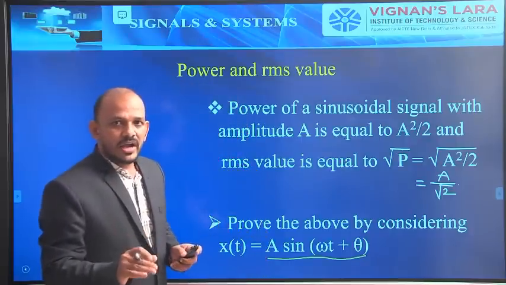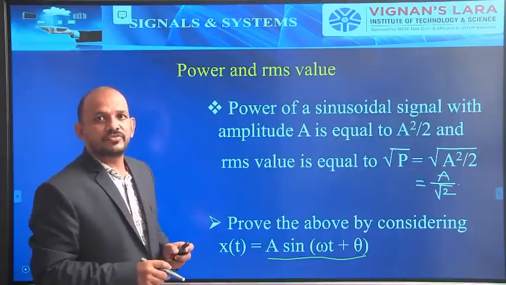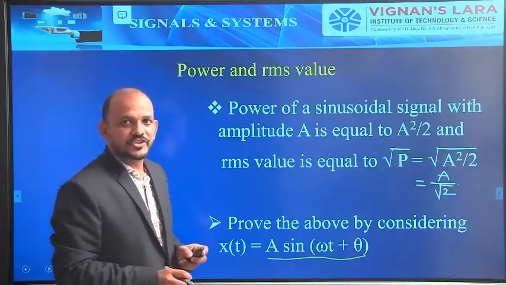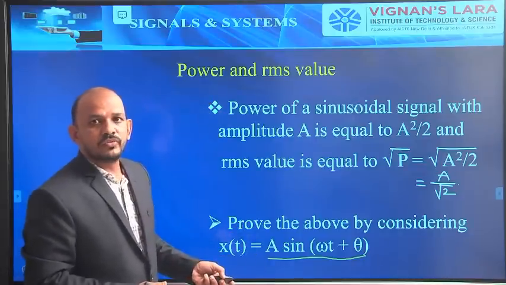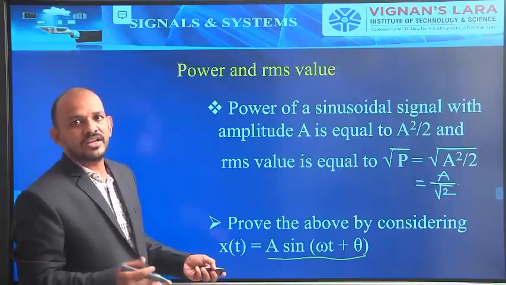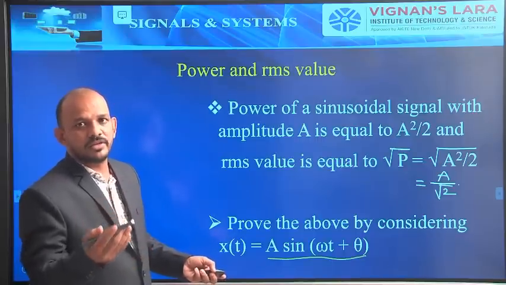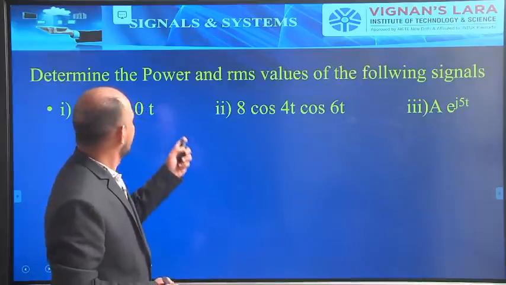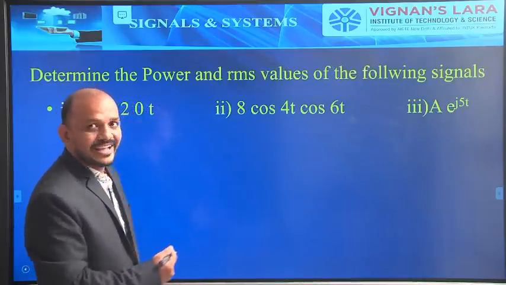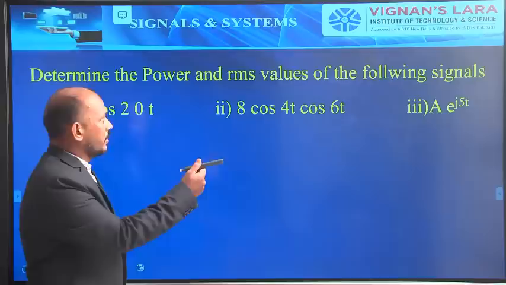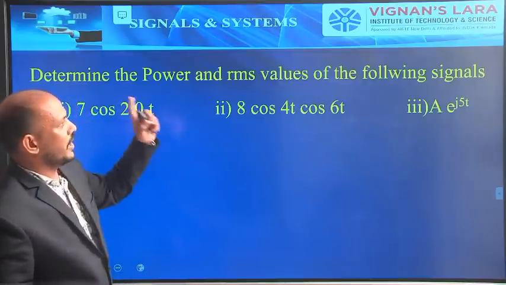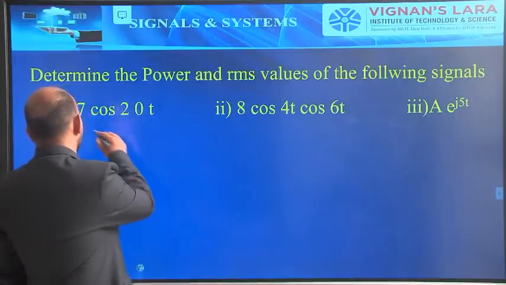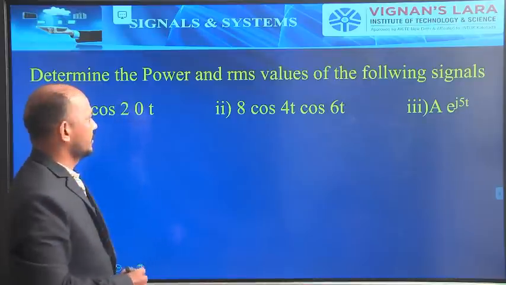So, I will explain these with the help of some problems. We will do some problems, then you will have a clear idea about how to find the power and RMS value of a sinusoidal signal, and the power and RMS value of a combination of sinusoidal signals. So here I have given three problems as examples. For the given three problems, you have to find the power and RMS values. Determine the power and RMS values of the following signals. First I will start with this signal. So what is the signal?